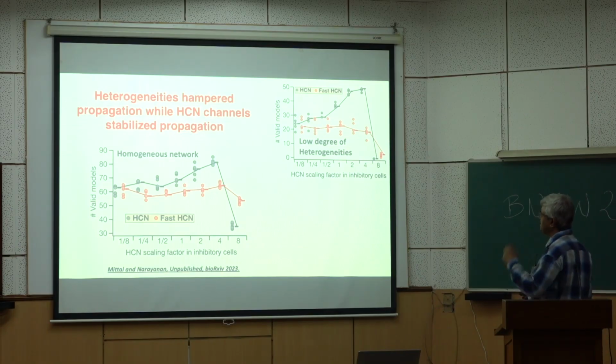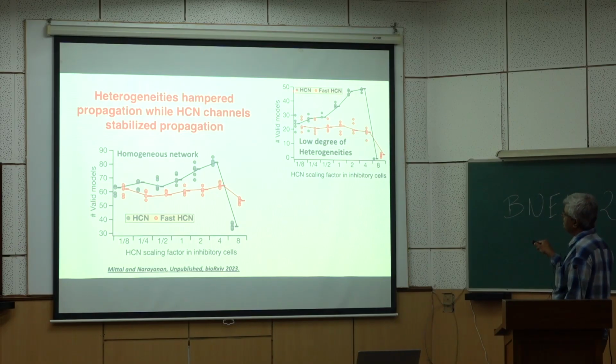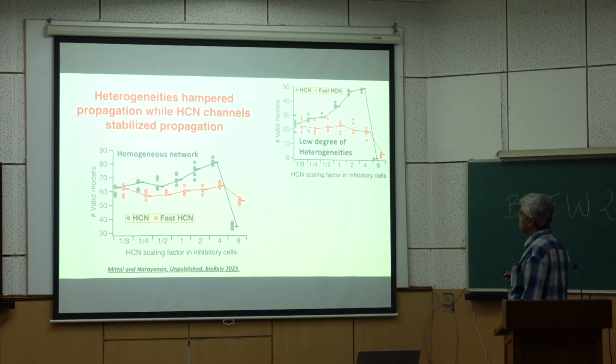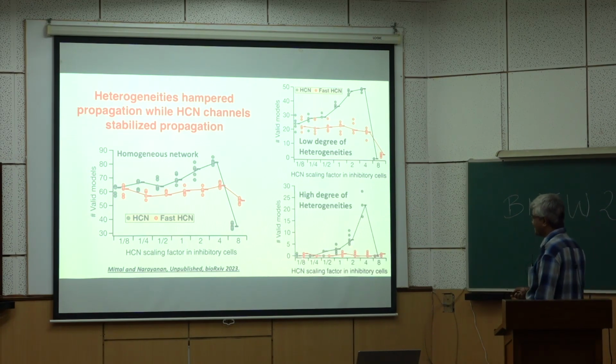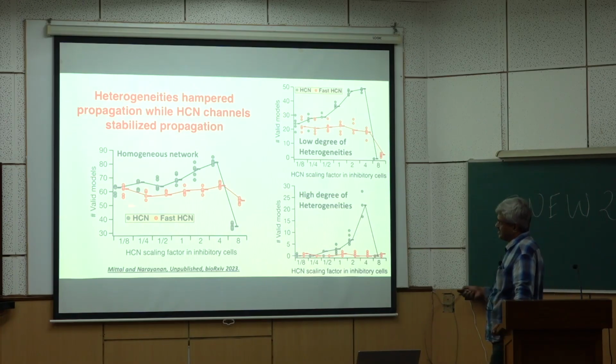Now, if you introduce low degrees of heterogeneities, you see that there is a dramatic fall in the number of models. So here you had around 60, here you have 20 of them giving you this patterned firing. But here as well, if you introduce Hessian channels, you can increase the number of models that give you this patterned firing, and with higher degrees of heterogeneities, it almost falls to 0 with fast Hessian, and with actual Hessian, you can still get a fair proportion of models which can give you patterned firing, again emphasizing the importance of slow negative feedback loop in sustaining this kind of activity in continuous attractor network.